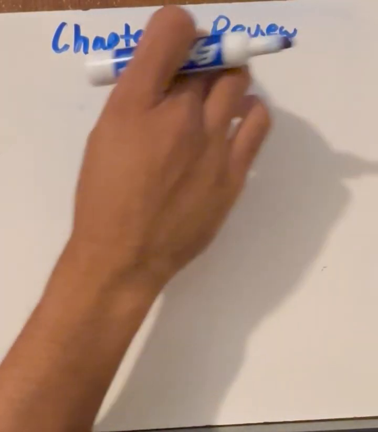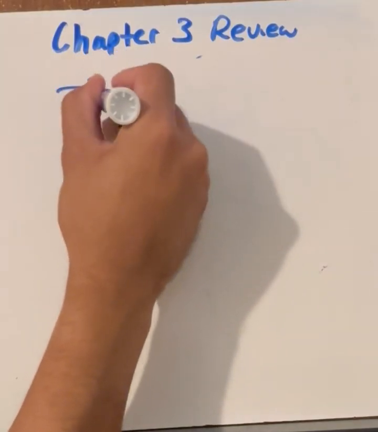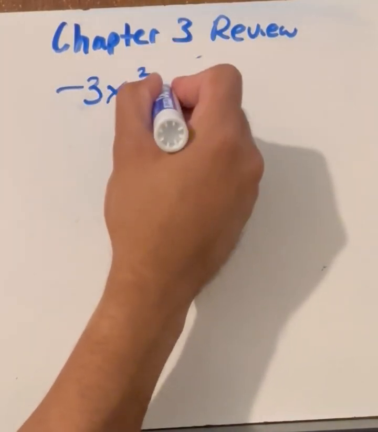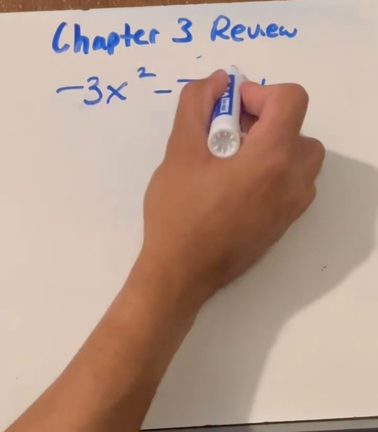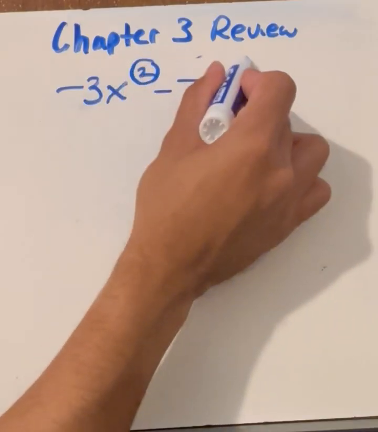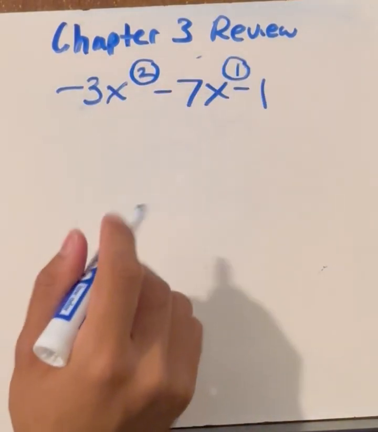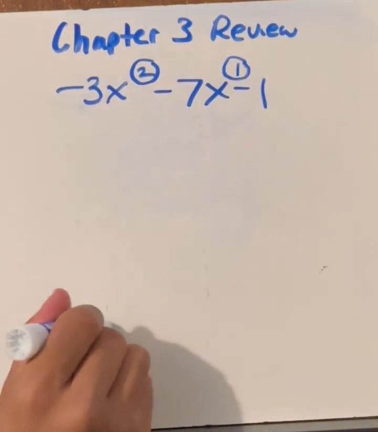Okay, let's go and take a look at number 2. Negative 3x squared minus 7x minus 1. So notice that, first of all, one has an even exponent and one has an odd exponent. So because they're a mix of even and odd exponents, we know that the answer is going to be neither.